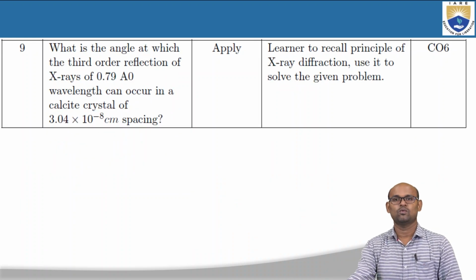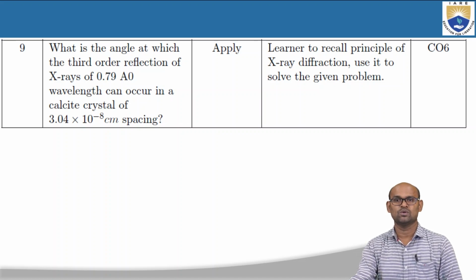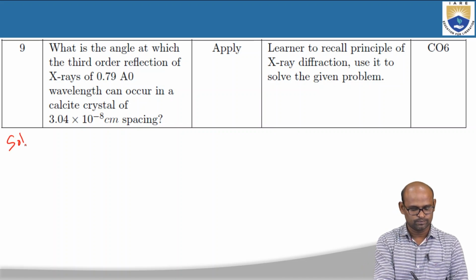So next question: what is the angle at which the third order reflection of X-rays of 0.79 angstroms wavelength can occur in a calcite crystal of 3.04 into 10 power minus 10 centimeters spacing? We need to calculate the angle.